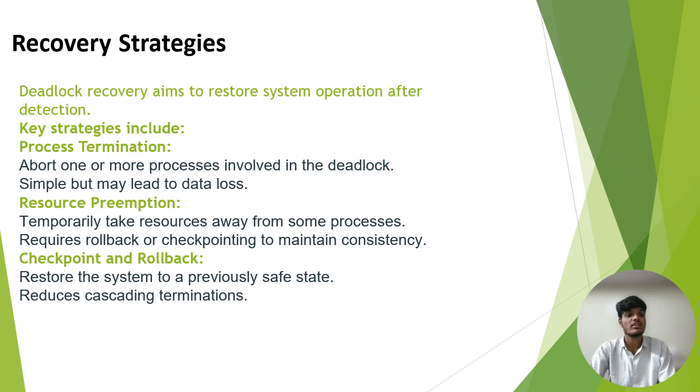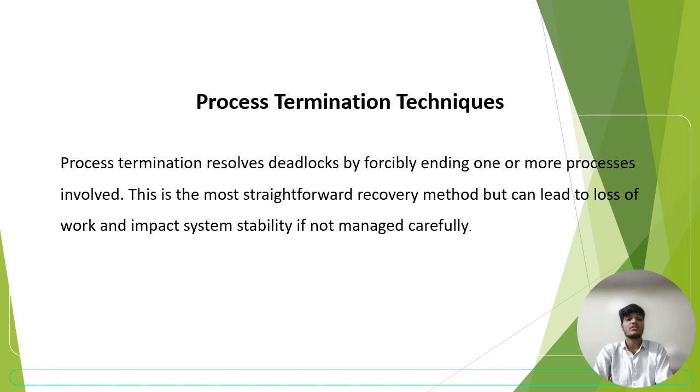Here, terminating one or more processes involved in the deadlock is simple but may lead to data loss. Resource preemption temporarily takes resources away from some processes, and requires rollback or checkpointing to maintain consistency. Checkpoint and rollback restore the system to a previously safe state, which reduces cascading terminations. Next, process termination techniques.